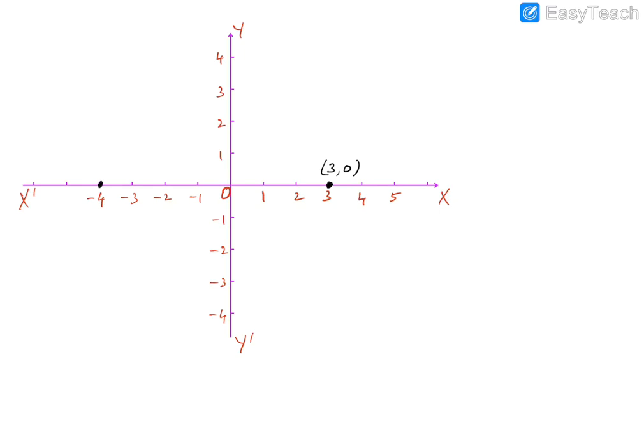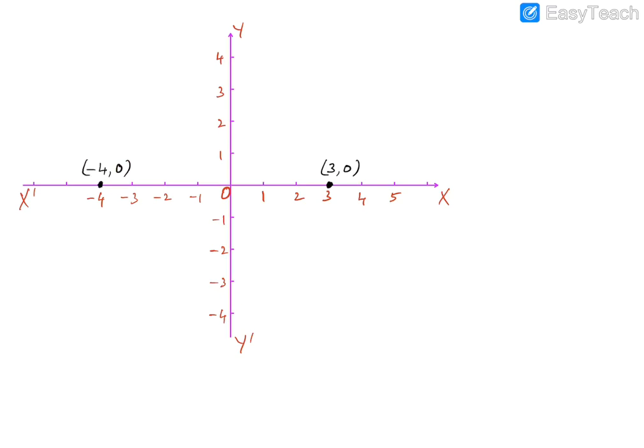Okay, so what will be the coordinate of this particular point? The x-coordinate will be -4, and for the y-coordinate, there is no shifting of the point along the y-axis. It is lying on the x-axis. So when we draw a line from the point to the y-axis, it will meet the y-axis at the origin. Therefore, the y-coordinate is simply 0.